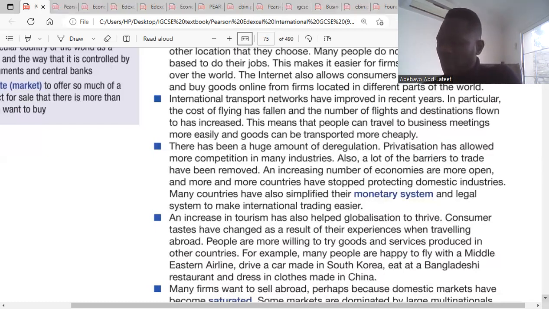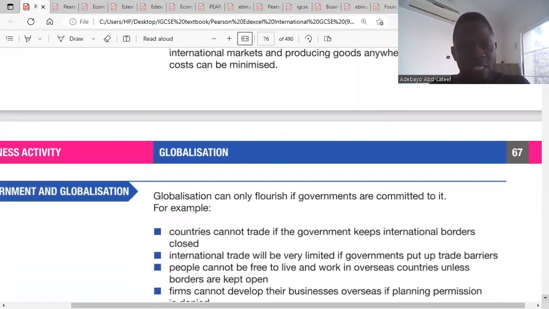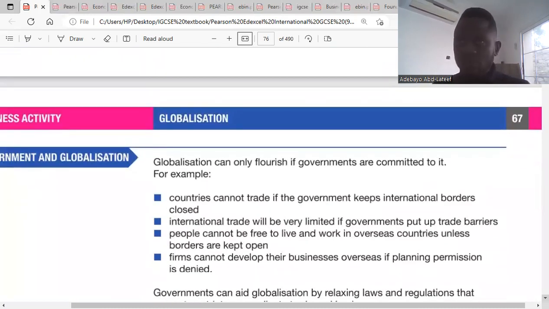The next one. Now that's about the last one. Then we go to government and globalization. Are you there? Government and globalization, page 67. Are you there? Government and globalization.